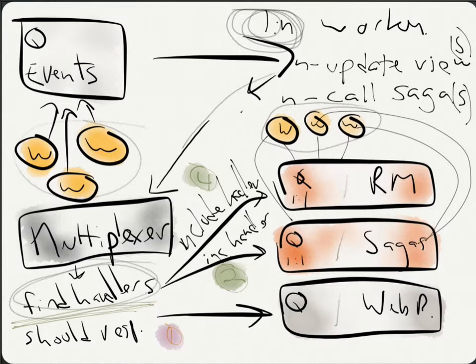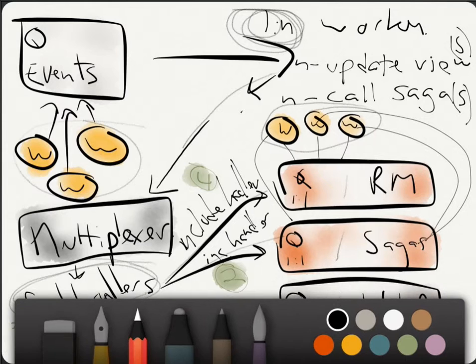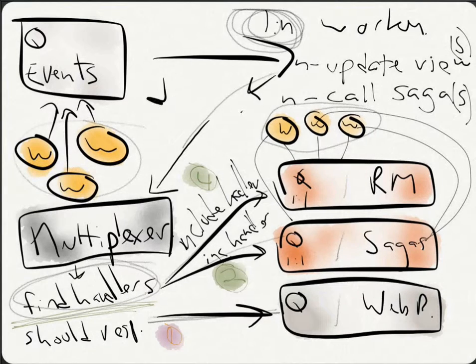Oh, and of course, when we've done all this, the net result is that we dequeue from here. So the event does not sit around and get handled again by another multiplexing worker. So I hope that captures it.